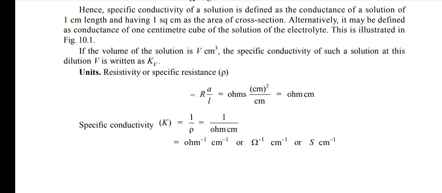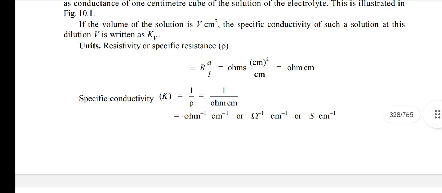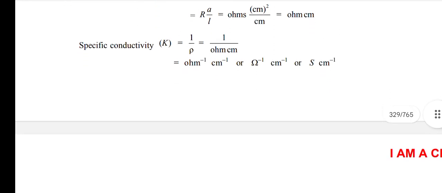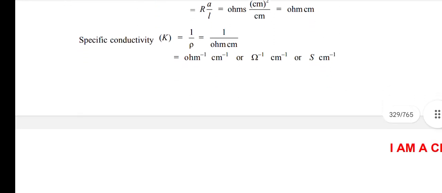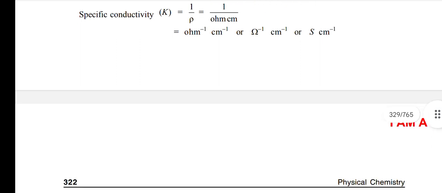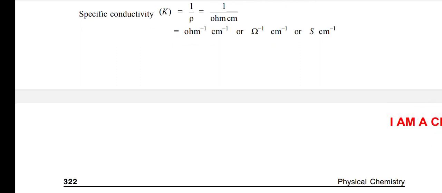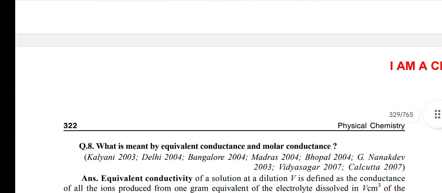Units: resistivity, or specific resistance, rho is equal to R into A by L, which is ohm centimeter square by centimeter, which is equal to ohm centimeter. Specific conductivity K is equal to 1 by rho, which is 1 by ohm centimeter, which is equal to ohm inverse centimeter inverse, or S centimeter inverse.